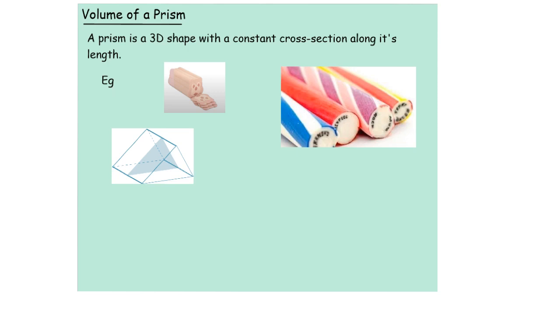Okay, so we're going to look at the volume of a prism. So just a reminder, a prism is a 3D shape that has a constant cross-section along its length. So here's an example of a few prisms.